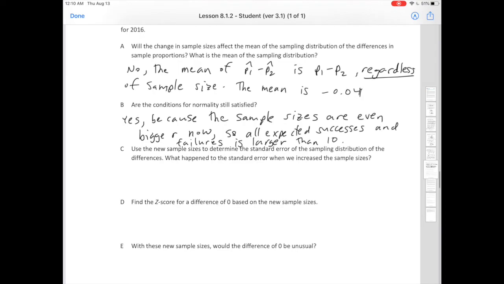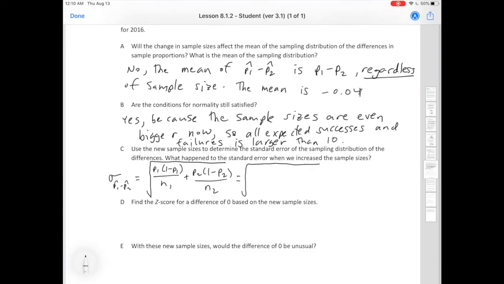Use the new sample sizes to determine the standard error of the sampling distribution of the differences. What happened to the standard error when we increase the sample sizes? Well, let's see, right? Remember our standard error formula, right? We have the square root of P1 times 1 minus P1 over N1 plus P2 times 1 minus P2 over N2.